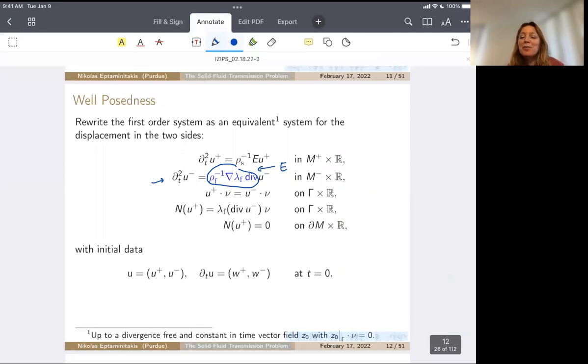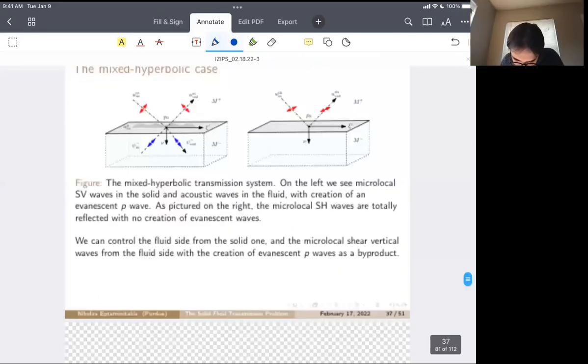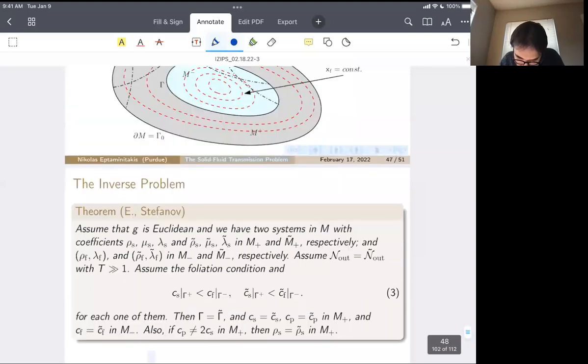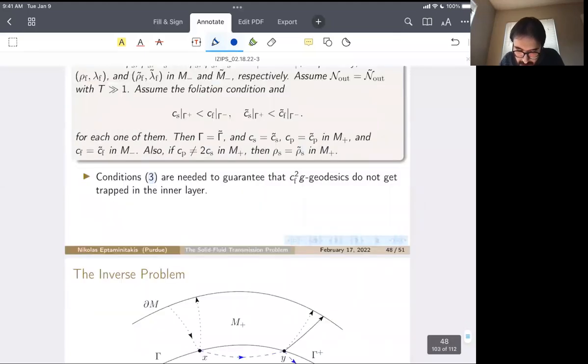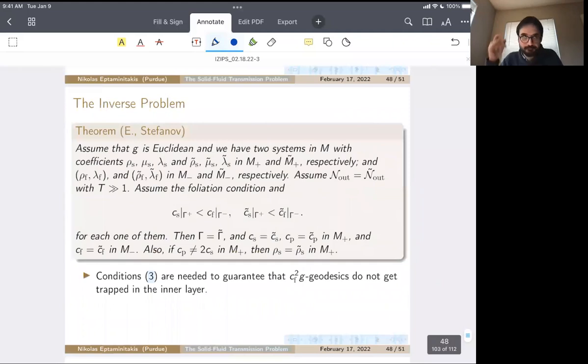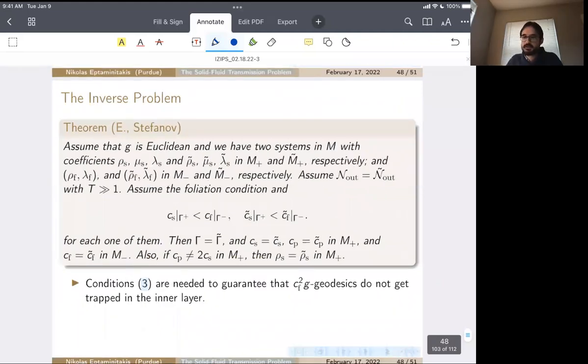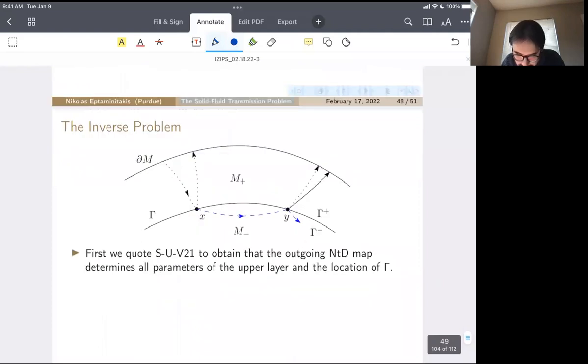Nikolas, could you please say a few words about the idea of the proof of your inverse result? You probably have some slides. Yeah, okay, I have some slides about it. The idea is very similar to what was done in the Stefanov, Uhlmann and Vasy paper, which again builds up on previous work by a number of previous authors.